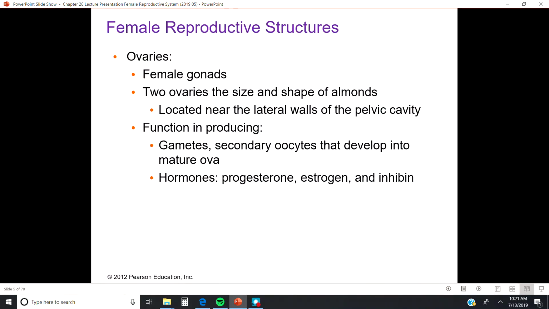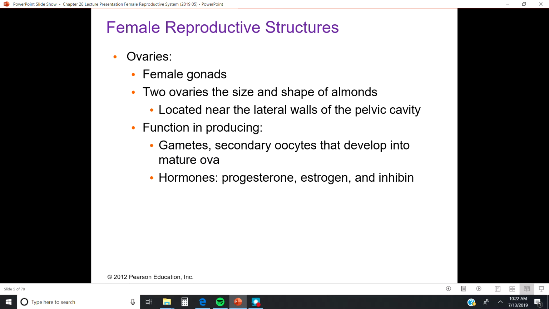So let's begin by looking at the ovaries. Just like the testes are the male gonads that produce the sperm, the ovaries are the female gonads that are going to produce the egg or the oocyte. There's two ovaries, one on each side. They're about the size and shape of almonds, and they're found on the lateral walls of the pelvic cavity. They're off to the sides of the uterus. And as I mentioned, they function in producing the gametes, the oocytes that develop into a mature ovum.